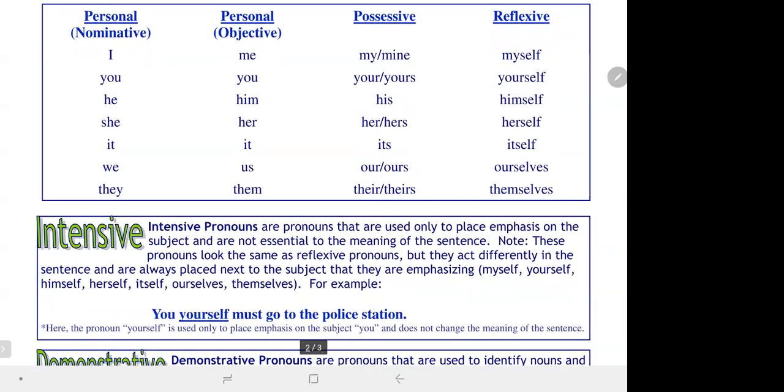The ones that you see under personal, nominative, or subjective pronouns always appear at the beginning of your sentences, in the place of the subject. And the ones that are found next, the personal objective pronouns, appear in the place of the object. And the possessive pronouns are used to show possession, ownership, belongingness of something. And finally, reflexive pronouns. They are used to refer back.